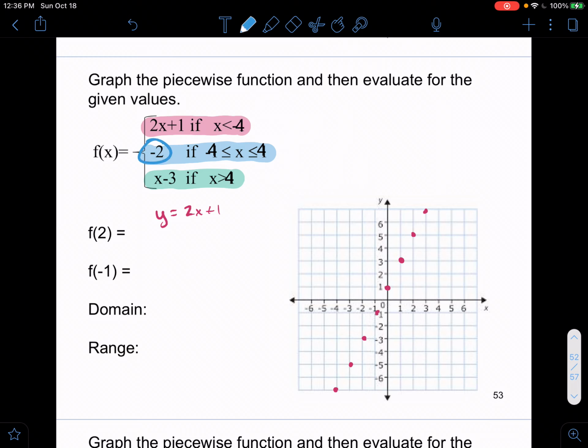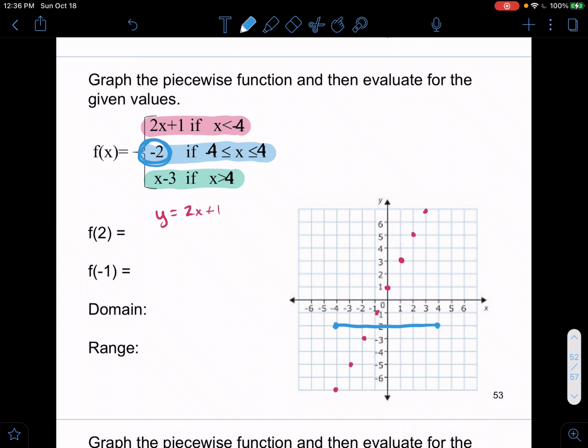Now, f of x is equal to -2. So between -4 and +4, our y value is always going to be equal to -2. And both of those were or equal to, so I will have the closed circles there.